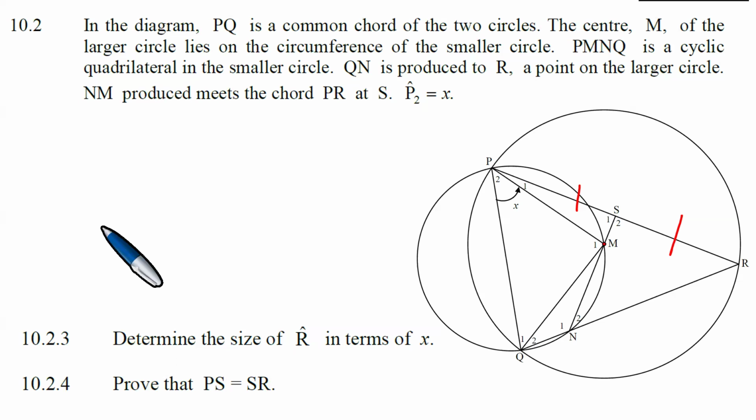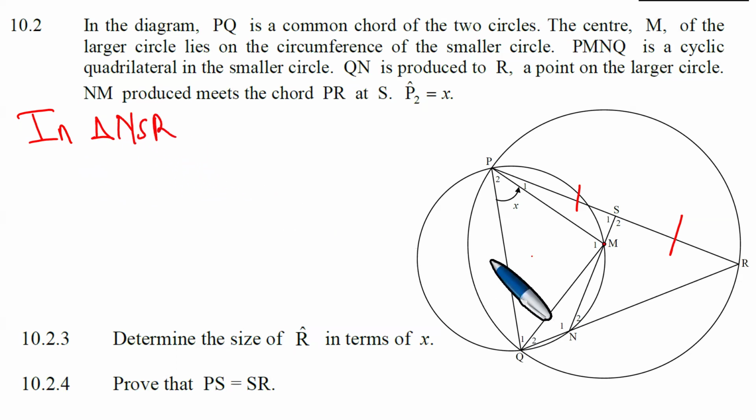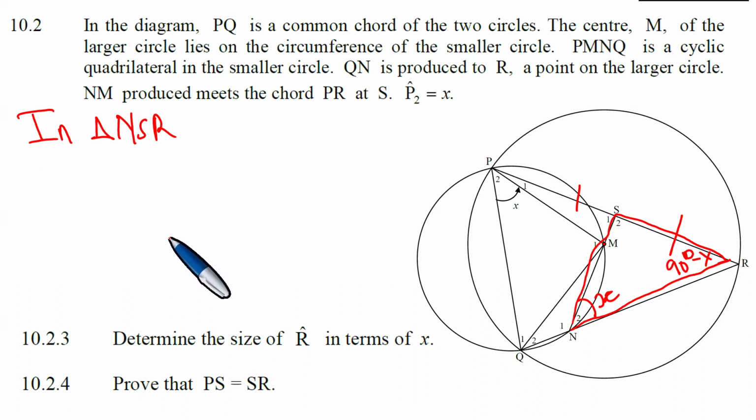How far, Tando? Right, we know that in triangle NSR, in triangle NSR, the angle N2 is already X. The angle R we know is 90 degrees minus X. So that now the angle R is 90 degrees minus X. This one is X.